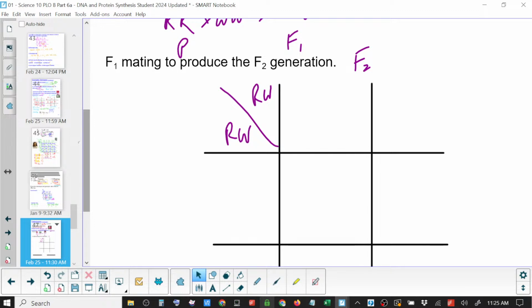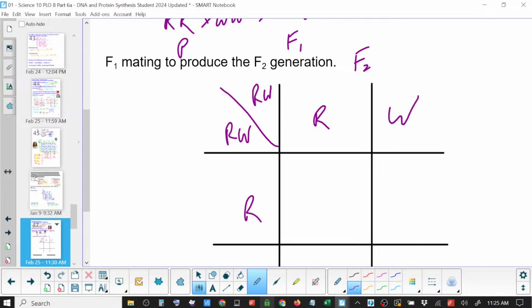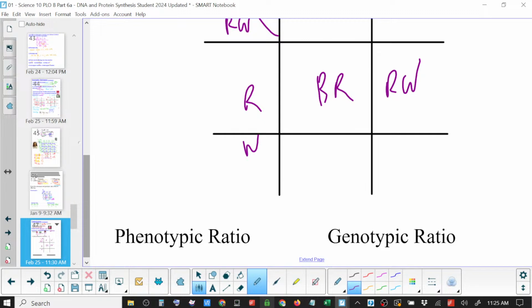See here. What would the F1 generation look like? What's across the top and the side, and then fill out the middles? RW on the top, RW on the side as well. And then what's inside? In the top left is RR, top right is RW, and then bottom left is RW, and then bottom right is WW.